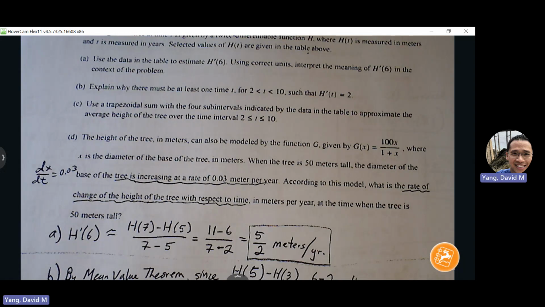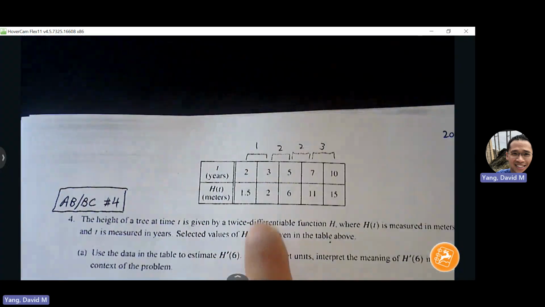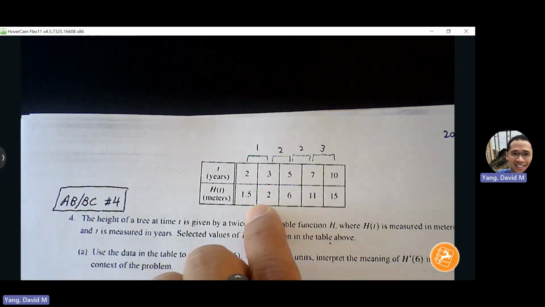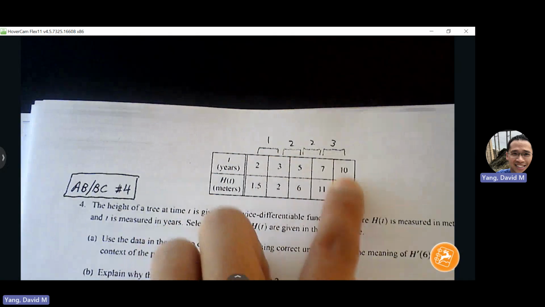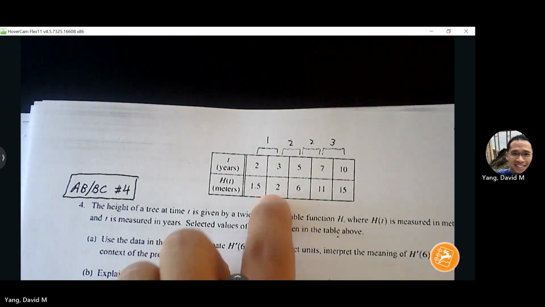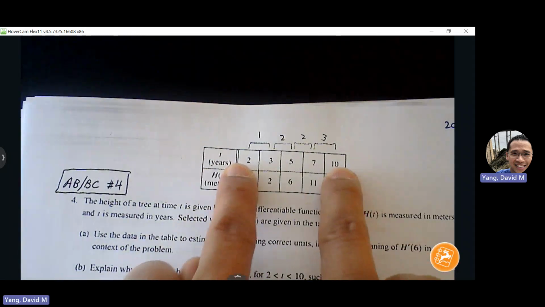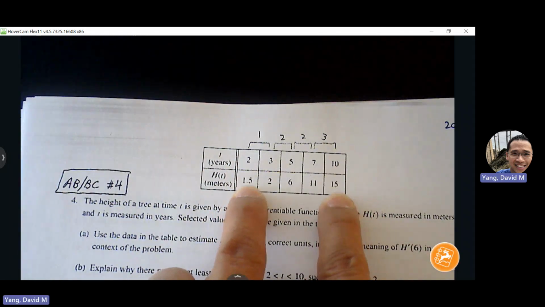Part B, explain why there must be at least one time where h prime is equal to 2. I know I can't do IVT because I don't have any h prime values. I know h prime is the slope of h. So if I want to guarantee a slope, I've got to use the mean value theorem. So if they gave you 2 and 10 to begin with, go ahead and find the slopes.